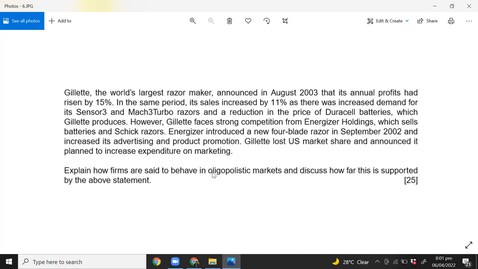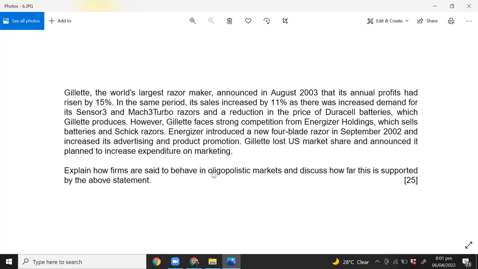Okay. Now, students, there's another interesting question. Can you see my screen? The question here says, Gillette, the world's largest razor maker, announced in August 2003 that its annual profits have risen by 15%. In the same period, its sales increased by 11% as there was increased demand for Sensor 3 and Mach 3 turbo razors and a reduction in the price of Duracell batteries which Gillette produces.